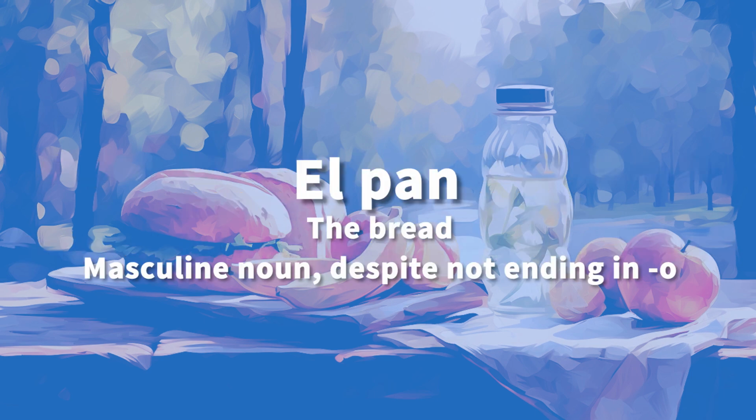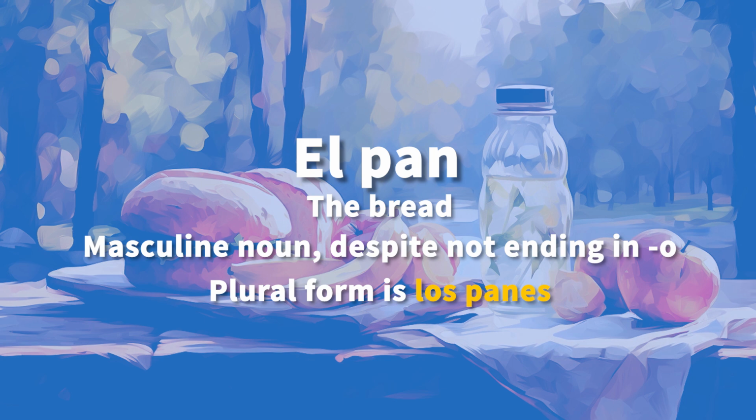El pan means the bread. Despite not ending in o, pan is a masculine noun, which is why it follows the definite article el. The plural form of el pan is los panes, since you add es to a noun ending in a consonant, and el becomes the plural los.